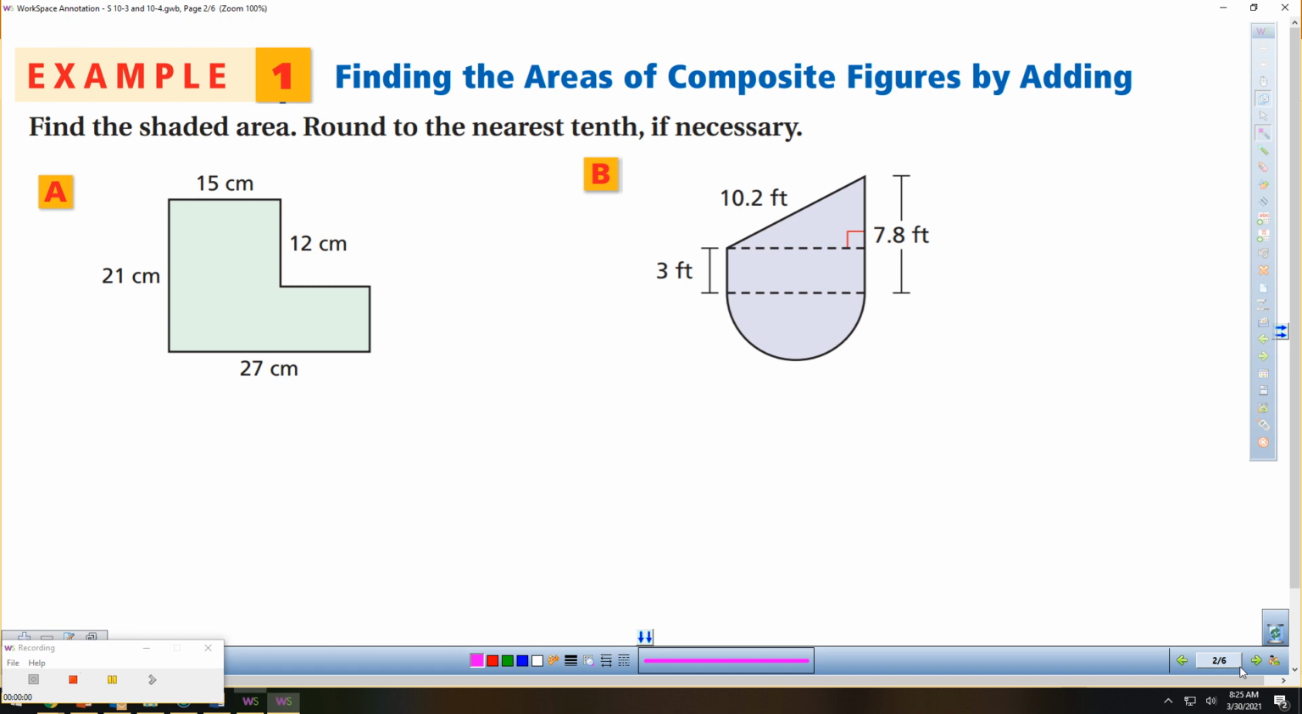What you're going to do with composite figures is you're going to break it up into 2 or more different figures. With this one, there's a few different ways you can do it. Okay? There's not necessarily a right or wrong way. I could cut it into 2 rectangles this way, or I could cut it into 2 rectangles this way. It does not matter which way you do it, you will end up with the same area. Okay, so I'm going to do it this way.